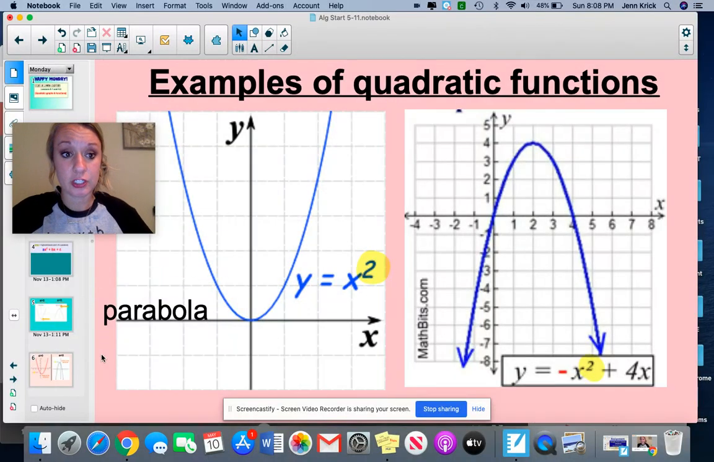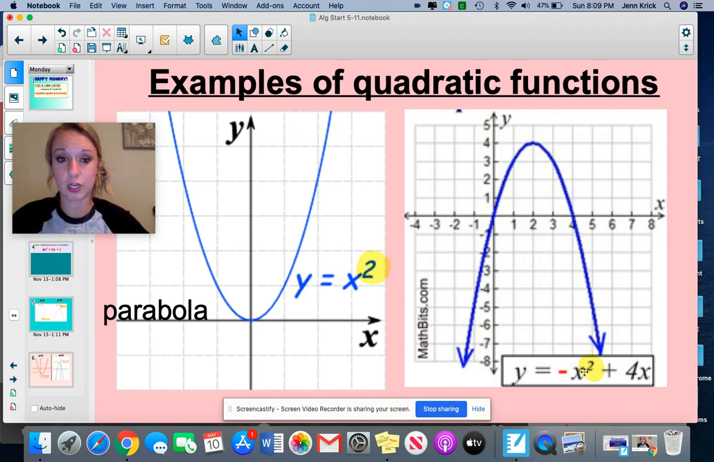For an equation to be quadratic or a function to be quadratic, notice that it has an exponent of 2 on x here. Okay, so this would be y equals x squared. This would be y equals negative x squared plus 4x. It has to have that exponent of 2. And I bet that you can already start drawing conclusions about quadratic functions. Look here, this opens upward and the equation is y equals x squared, compared to this guy over here that opens downward, and this is y equals negative x squared.